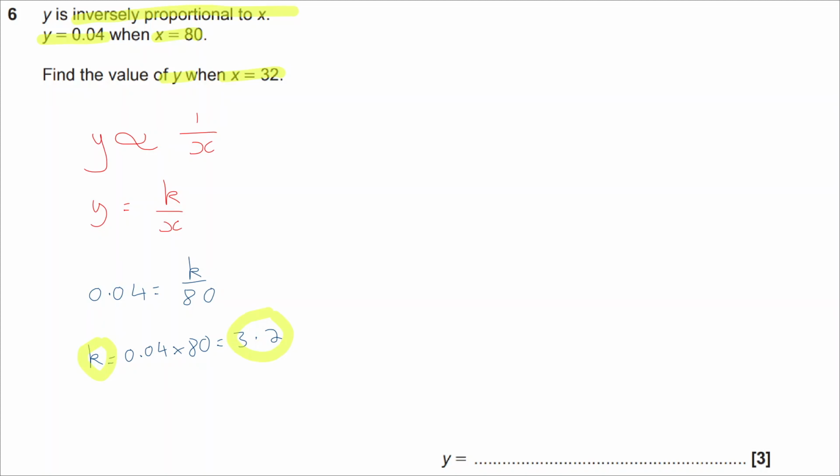So going back up to your equation, y is going to be equal to, we now know that your k value is 3.2, so 3.2 over x. And we're going to be replacing x with 32. So I can say that y is equal to 3.2 over 32. So y is going to be equal to 3.2 divided by 32, which gives you 0.1, and that should be correct. That is correct. Okay, so a pretty standard question here on proportionality, so good stuff.